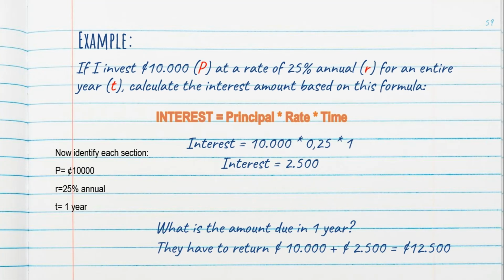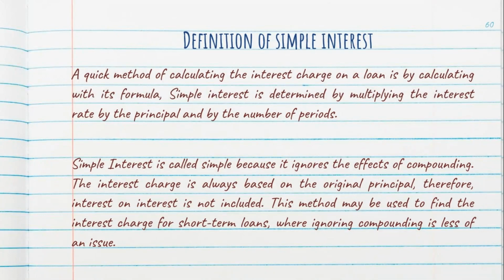Okay? The original formula, interest equals principal times rate times time, will only give you the interest. It will not give you the entire amount due. So you have to be extra careful when calculating those numbers and paying close attention to what I am asking from you. All right? Now, let's go into the definition of what simple interest is.